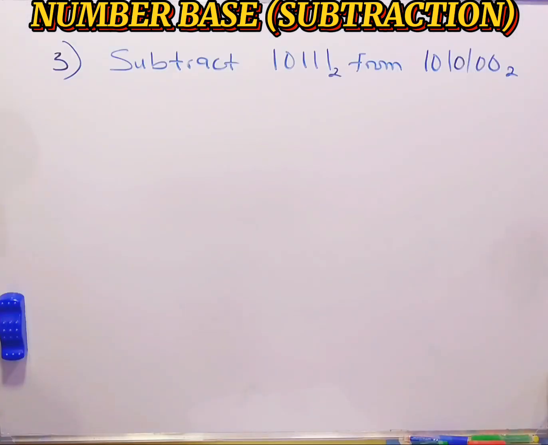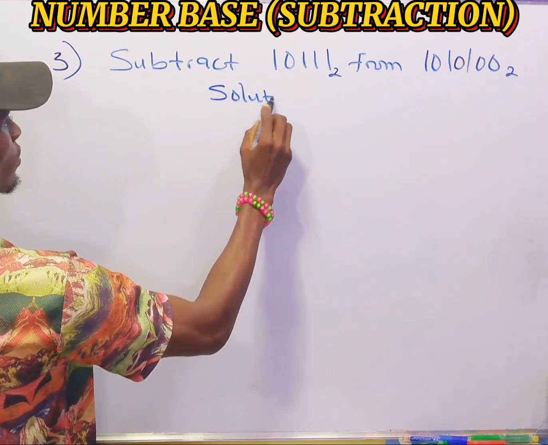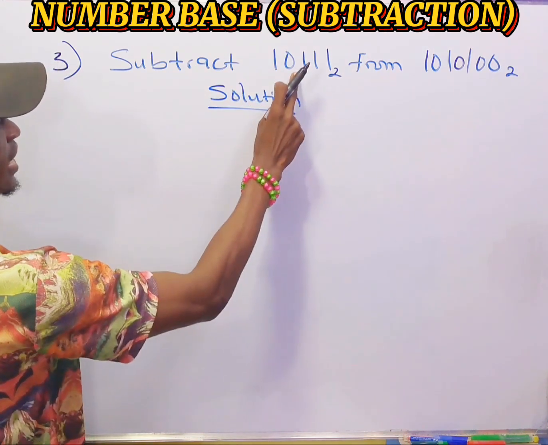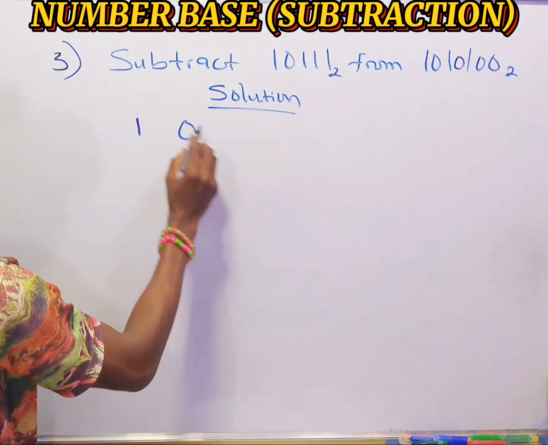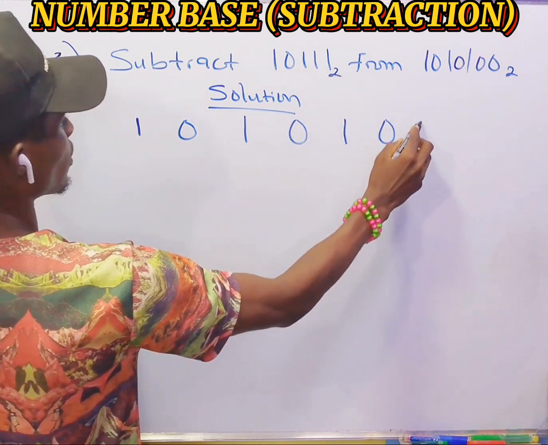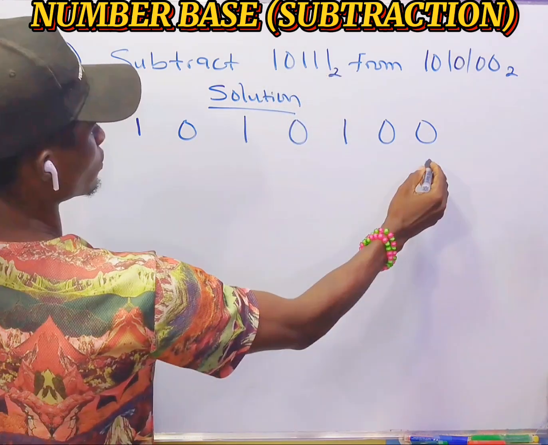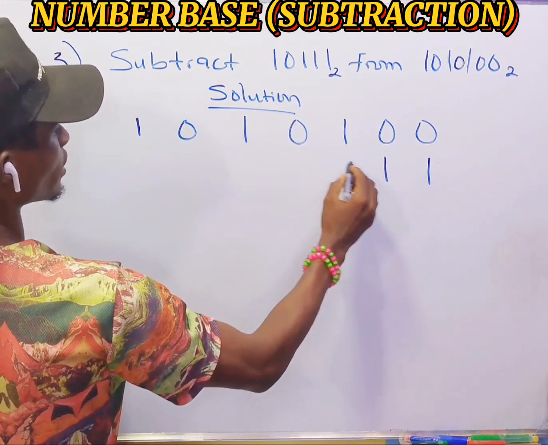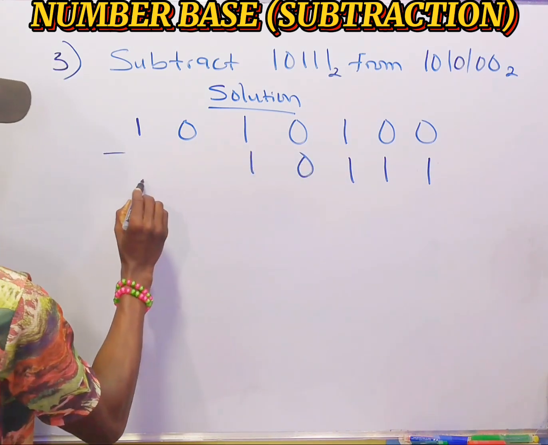Also, we have to subtract 1011 base 2 from 1010100 base 2. Since you're taking this away from this, this comes first. We have 1010100 and 1011 subtraction.